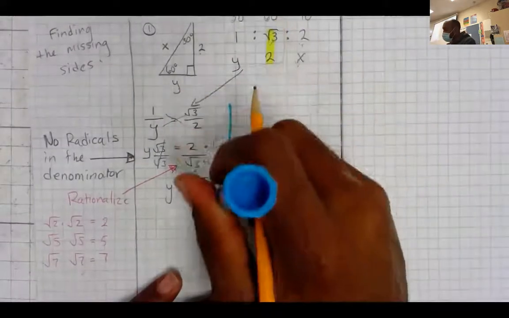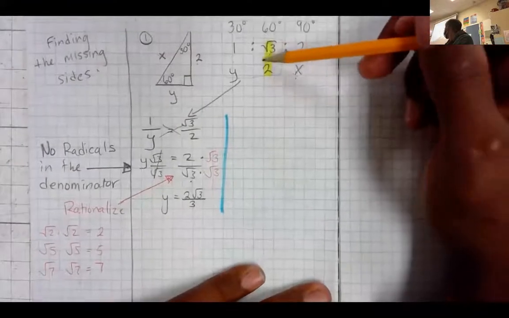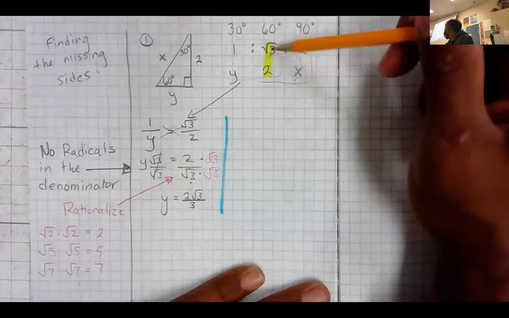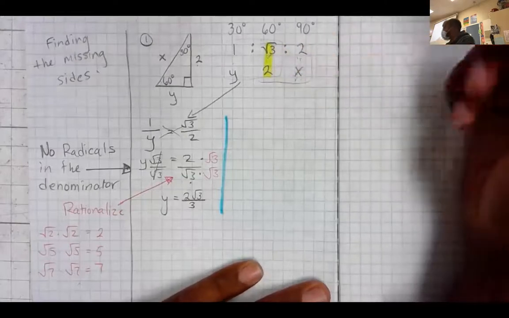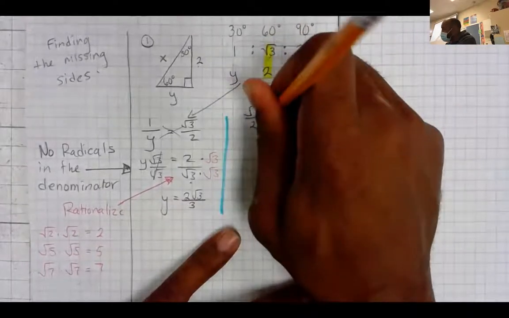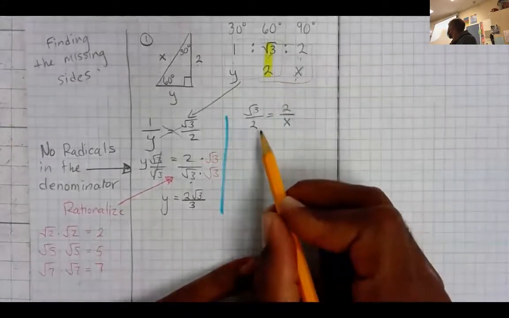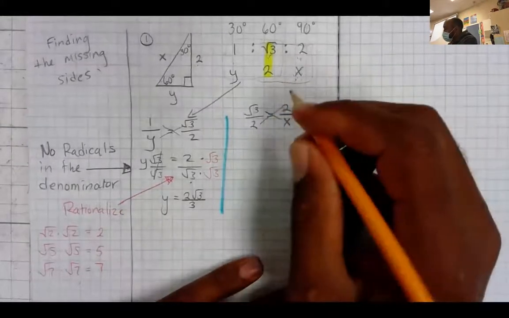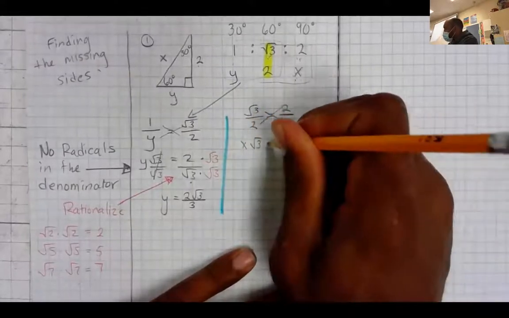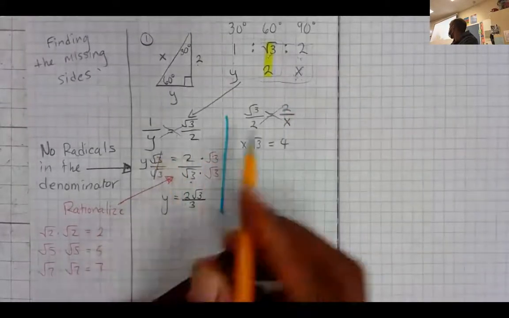Okay, now the second one. So now we're going to look for X. So now, from the ratio, I just take these two pairs. I'd use the same one, rad 3 over 2, but now I'm going to use 2 over X. So now rad 3 divided by 2 equals 2 over X. Cross multiply. So X times rad 3 is X times rad 3, and 2 times 2 is 4. Same step as over here, divide by rad 3.